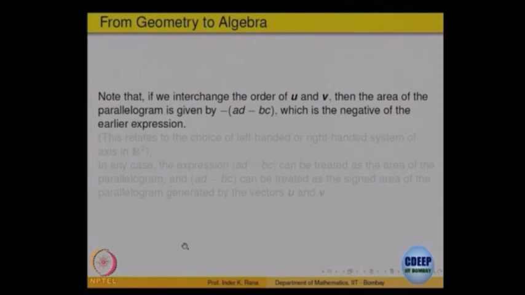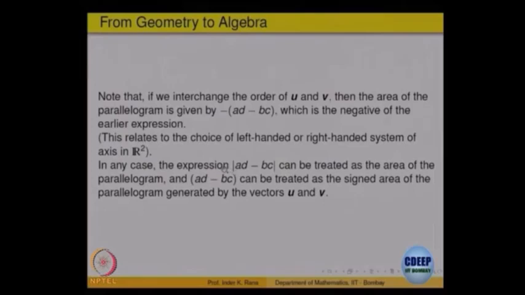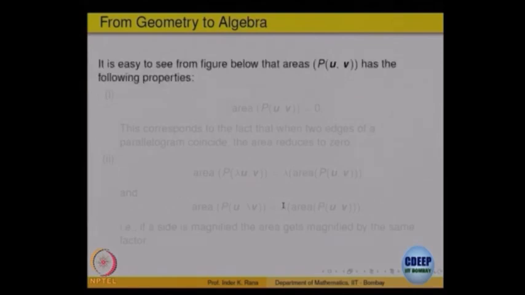If we interchange the order of U and V, you will see that the area comes out as minus of AD minus BC, which was the earlier value. This also relates to what you call the left handed system or the right handed system in the plane: you go from left to right clockwise or anti-clockwise. So, one can call AD minus BC the signed area, because area is normally taken as positive every time. So, our starting point is, given two vectors U and V, we have the area of the parallelogram. P(U,V) denotes the area of the parallelogram.